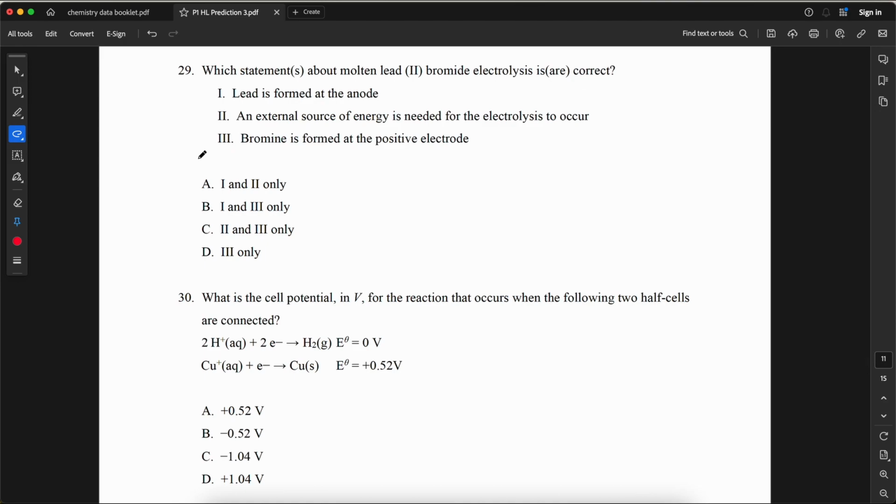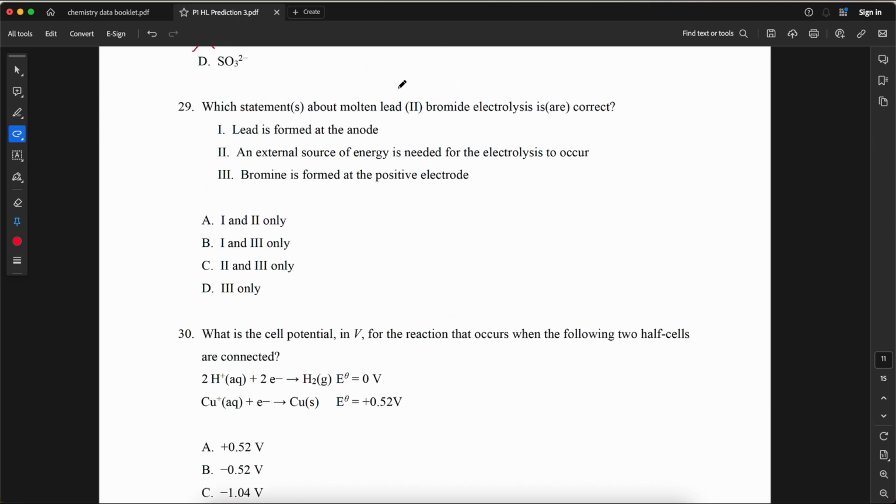Which statements about molten lead bromide electrolysis are correct? So this would be PbBr2. For electrolysis, it's the opposite: positive anode, negative cathode. So Pb2+ would be at the negative electrode, because the cation is attracted to the negative electrode, and then Br- would be at the anode. Lead is formed at the anode: incorrect. An external source of energy is needed for the electrolysis to occur, of course, because it's a non-spontaneous reaction. Bromine is formed at the positive electrode: correct. So the answer would be 2 and 3.